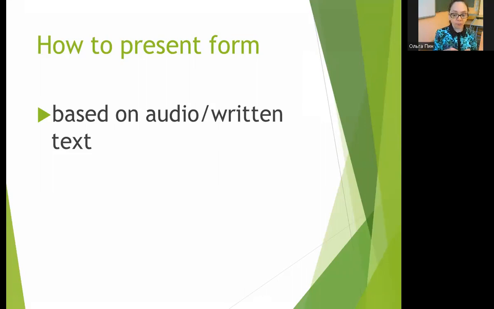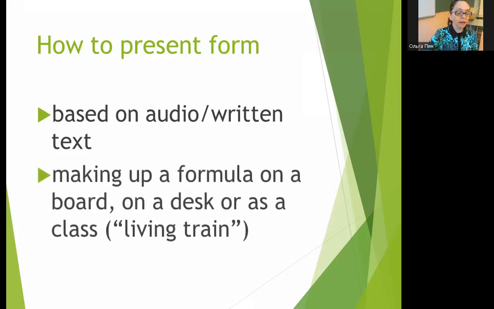Sometimes course books present written or audio texts, usually dialogues, to present certain grammar. This allows us to use the discovery approach. Then, when we've discovered the rule, we make up a formula on the board, on a desk, or as a class.